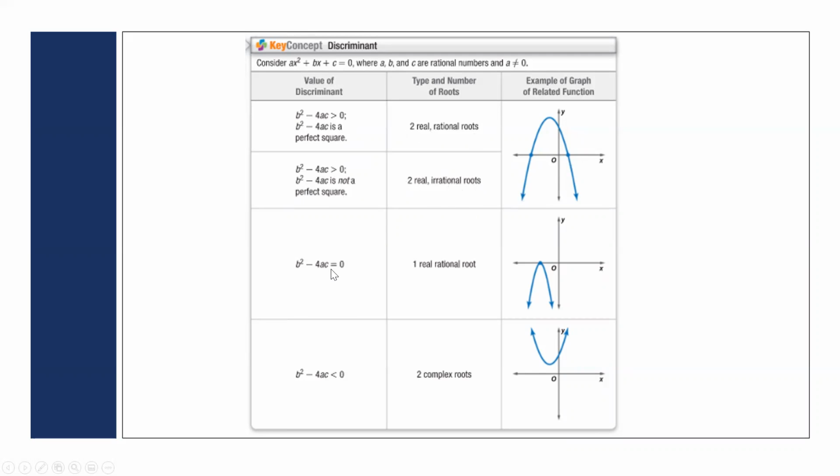And if your discriminant ends up being 0, that means there's only 1 real root.